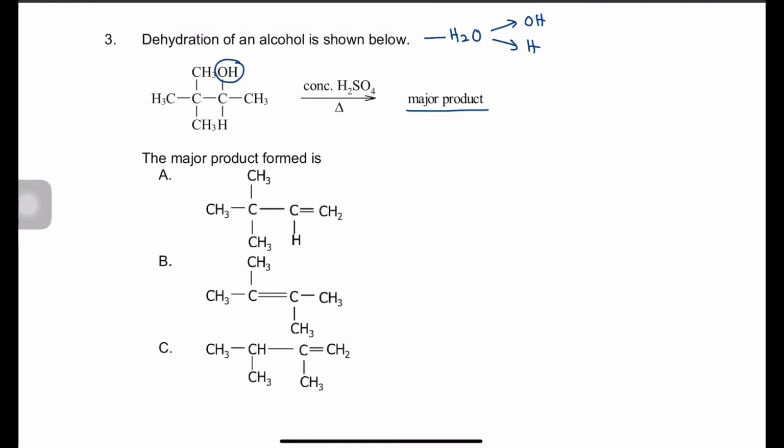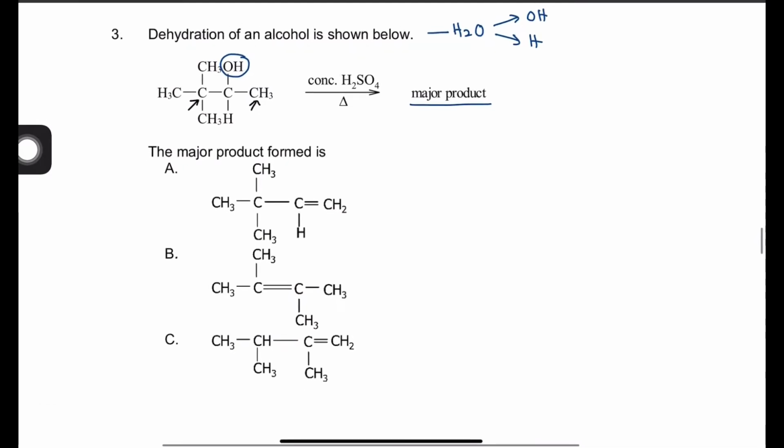Alright, so we have this adjacent carbon over here and this adjacent carbon over there. Now, it is actually quite difficult to realize at the first stage that in order to produce the major product, there can be a possible rearrangement happening here. Alright, because once we remove the OH, we will actually form a secondary carbocation since the carbon here is a secondary carbon.